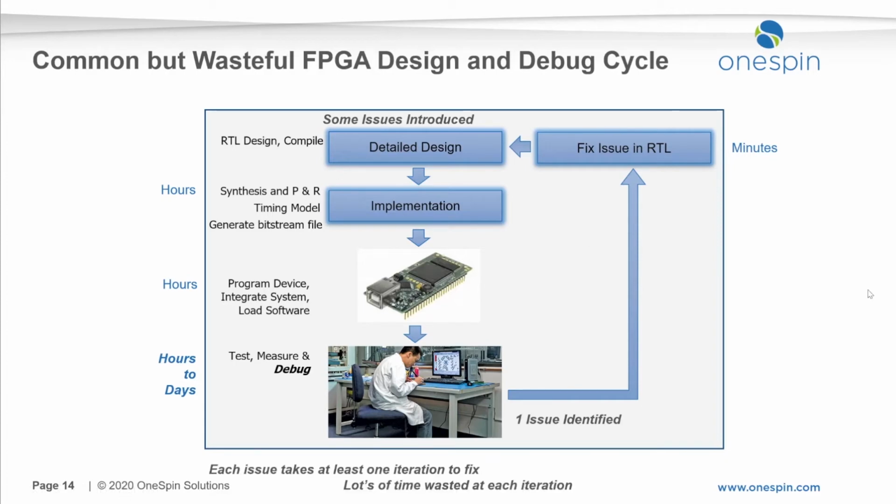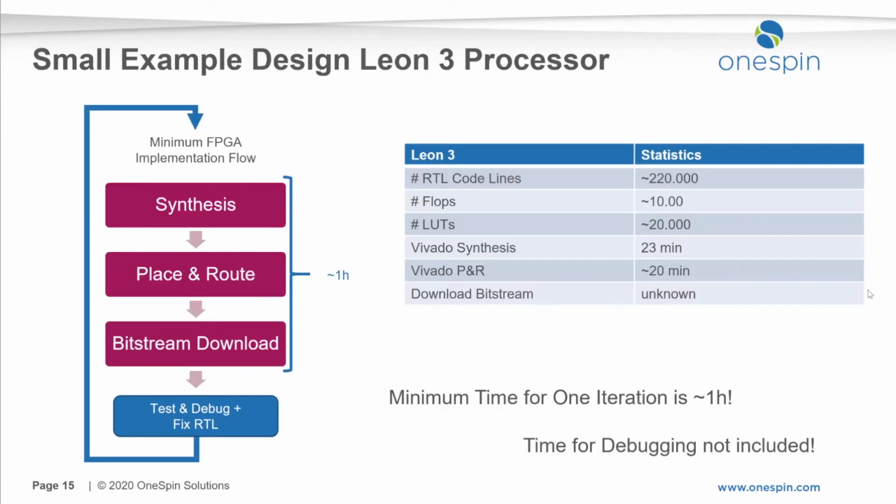Each issue will take at least one iteration to fix enough, if not more, and this will just waste loads of time. To illustrate a little bit, we have a small example of a Xeon 3 processor, 220K lines of code, and it takes roughly an hour to get through one iteration that you can get on your board and debug and fix your RTL. This does not include debugging time, by the way, so this could be days essentially.